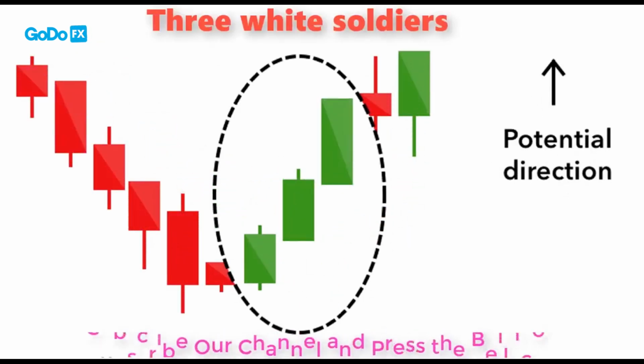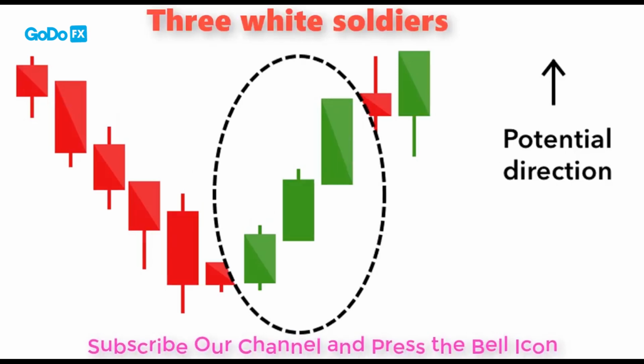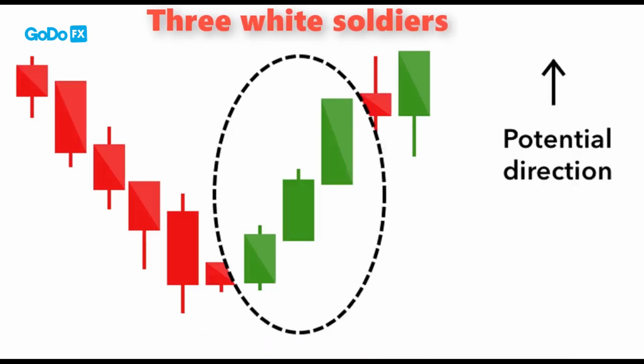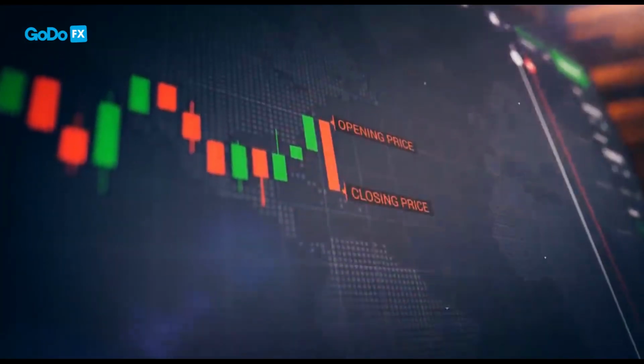3 white soldiers. The 3 white soldiers pattern occurs over 3 days. It consists of consecutive long green, or white, candles with small wicks, which open and close progressively higher than the previous day. It is a very strong bullish signal that occurs after a downtrend, and shows a steady advance of buying pressure. 6 bearish candlestick patterns.